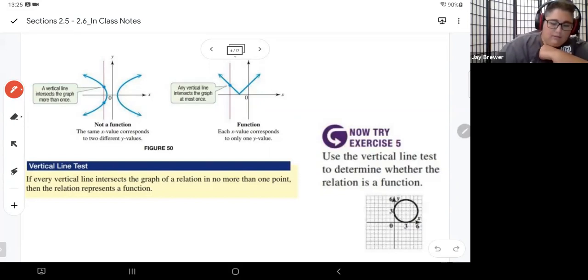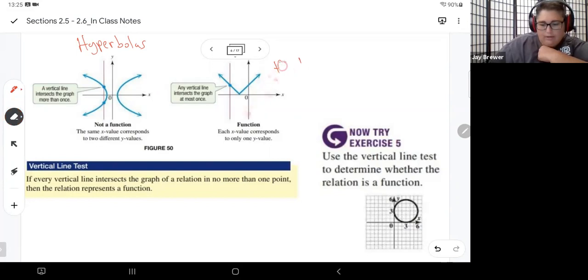Just for some side knowledge, these are called hyperbolas. And we will not get to those in this class. And this is an example of an absolute value. We might get to that. I'm just not 100% sure because I haven't gotten that far in the notes.